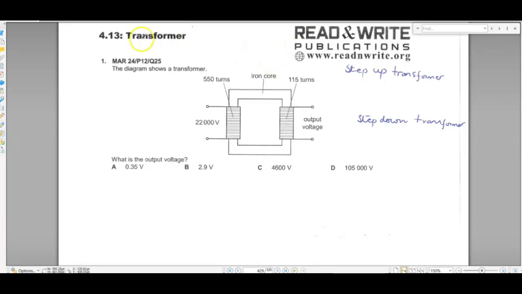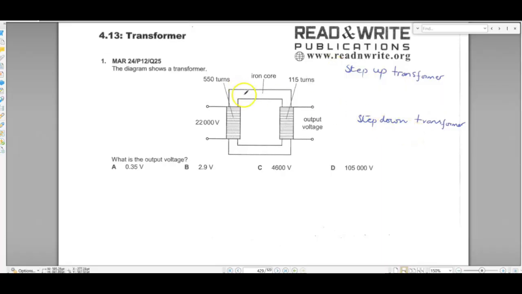Okay, let's begin. You should know what a transformer is. Basically, it's a device that changes high alternating voltage at a low current to a low alternating voltage at a higher current. So there are two types of transformer. One is a step-up transformer, and the other is a step-down transformer.